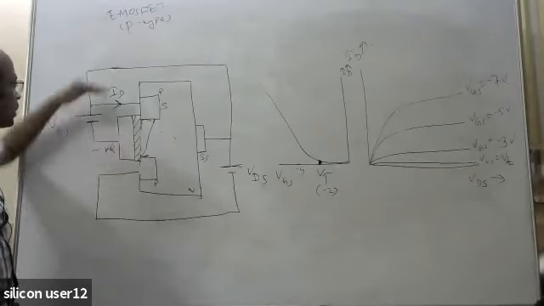Okay, before going to this, I have already told you about the symbol of the MOSFET. The symbol of the enhancement type MOSFET, I told you, E MOSFET.